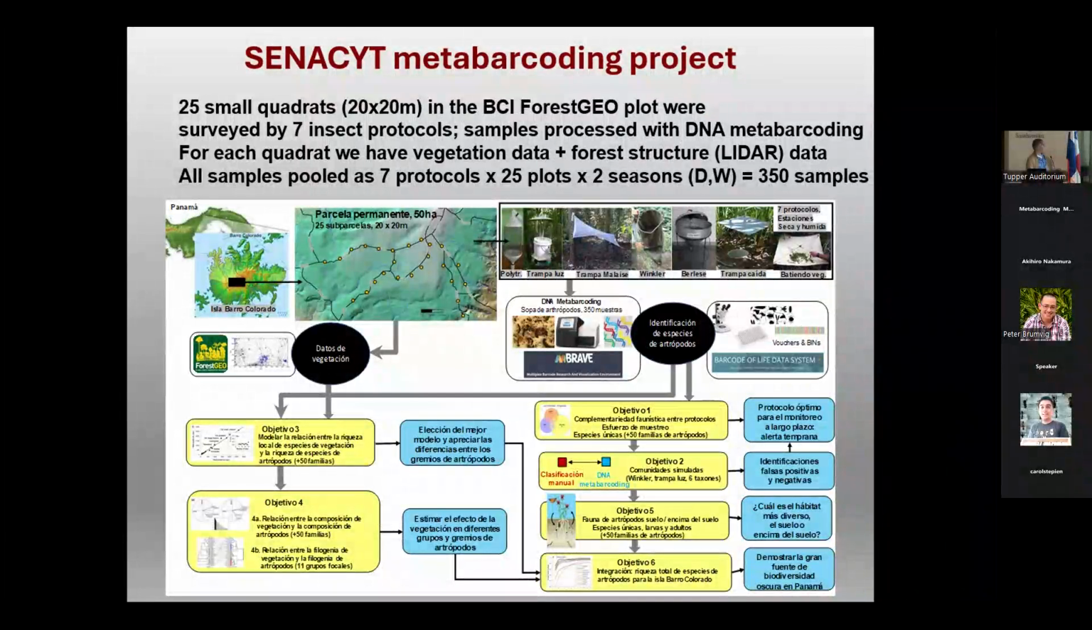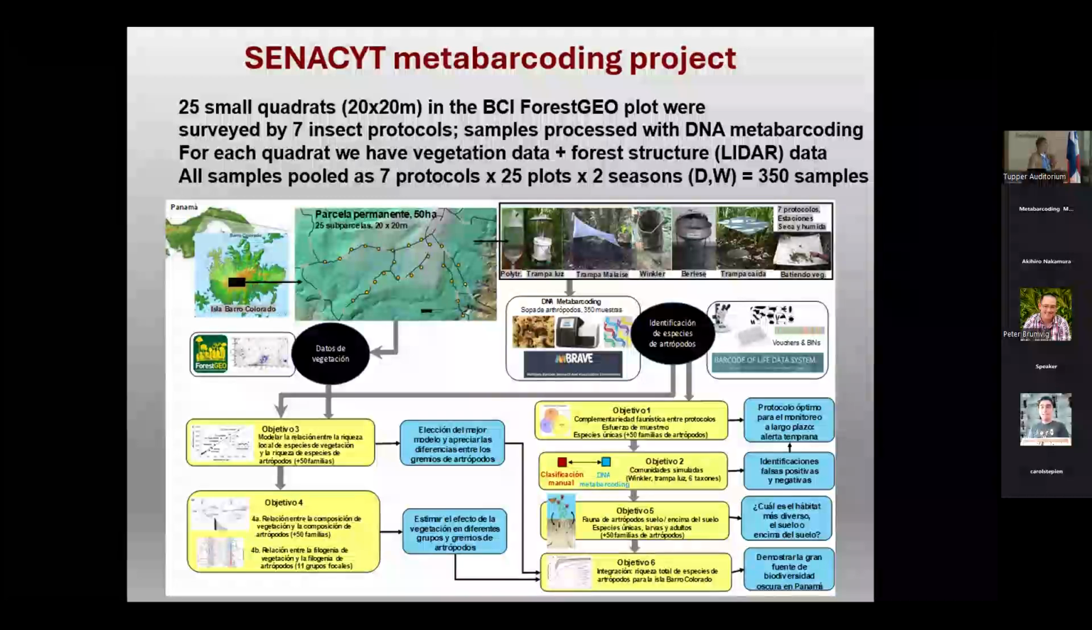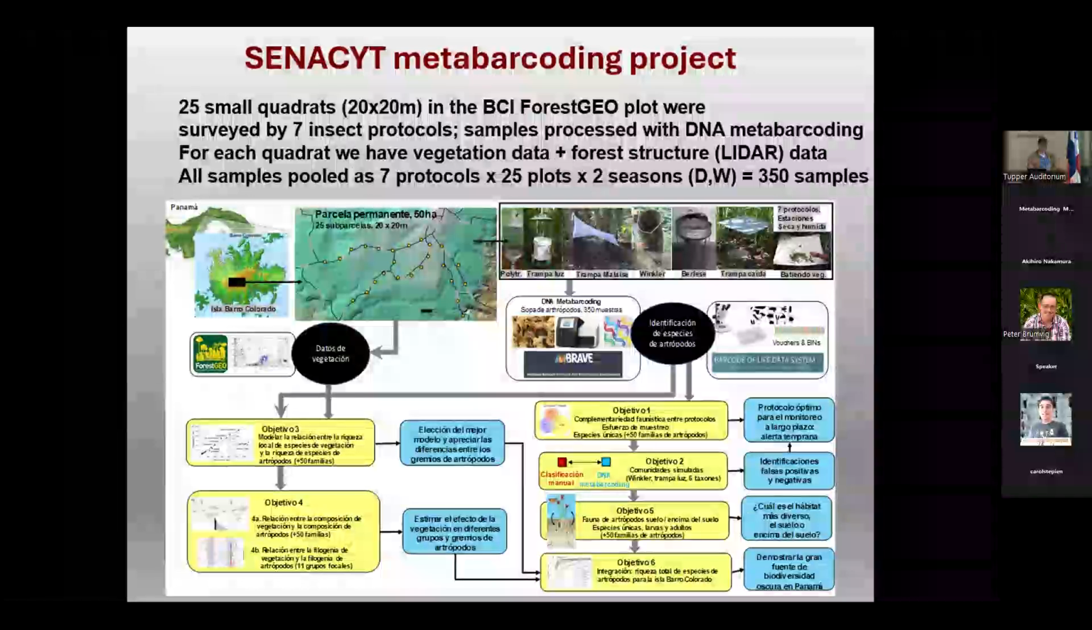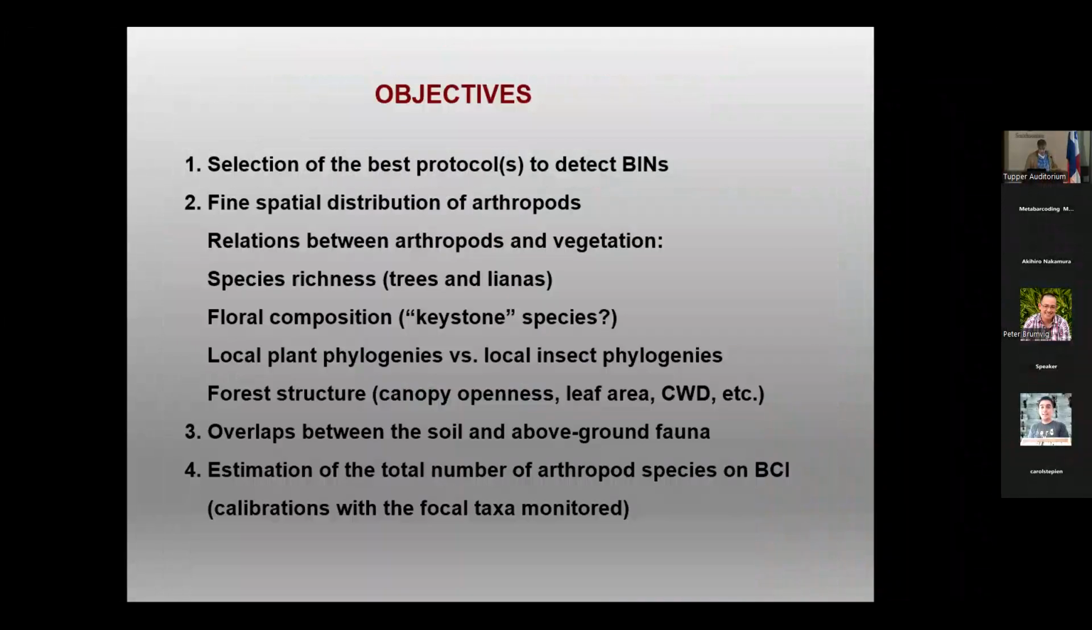So we have vegetation data, we also have ground LiDAR data for all those different plots, so a lot of ecological information about the plots. We took in total 350 samples. That's 7 protocols across 25 plots over 2 seasons, dry and wet, and we pooled all those samples together into this insect soup to do the metabarcoding analysis.